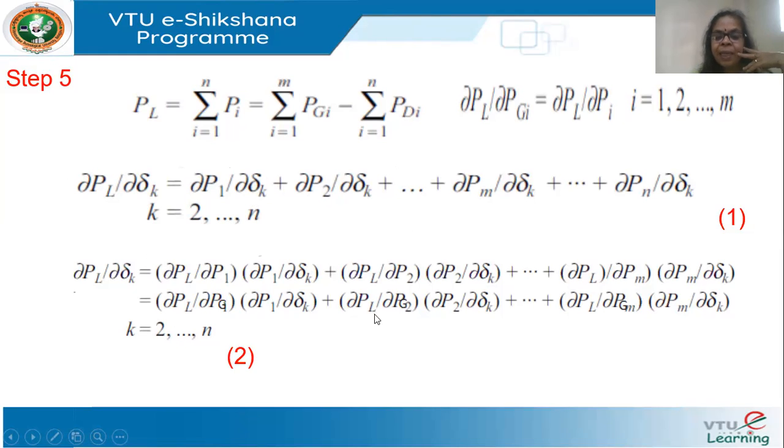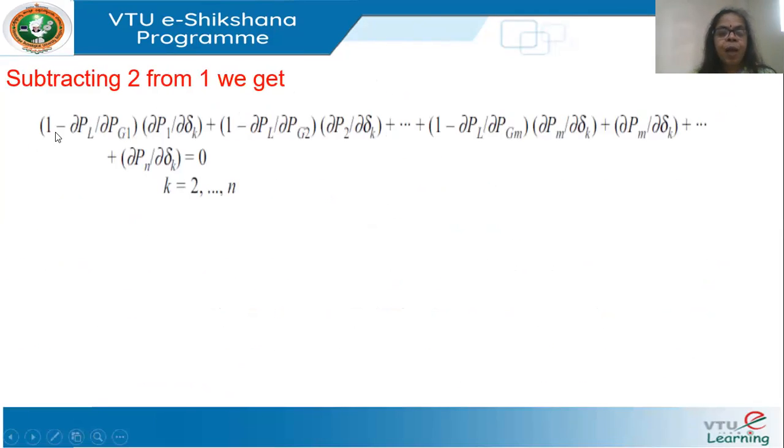Clear? Similarly, the second term, I would get dou P2 by dou delta k into 1 minus dou PL by dou P2. I advise all of you to please take a paper and do the derivation so that you can get the hang of it. It's only a simple way of writing it. So when I subtract, I get 1 minus dou PL by dou PG1, and this equation is equal to 0, because on the left hand side both are the same. How many equations do I get? I get them from k equal to 2 to n, so I have n minus 1 equations, one for each value of k.